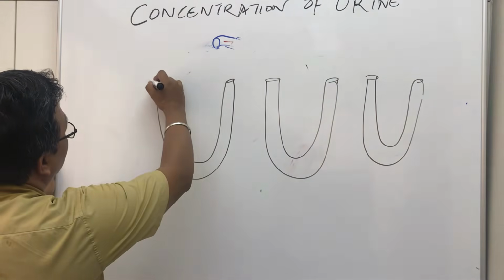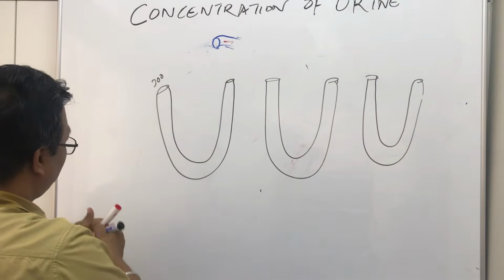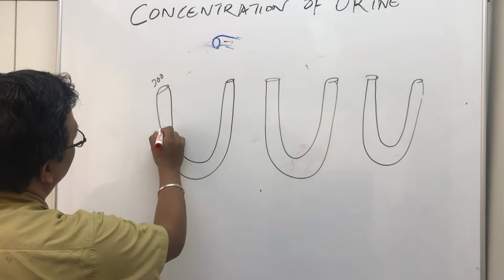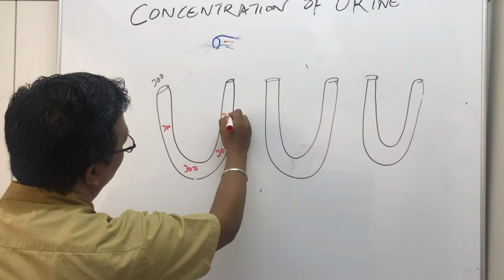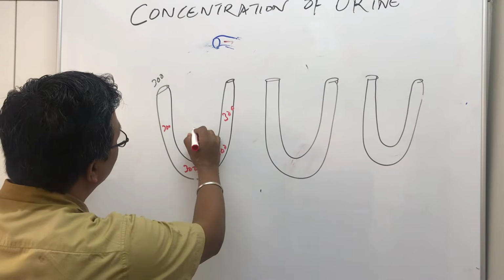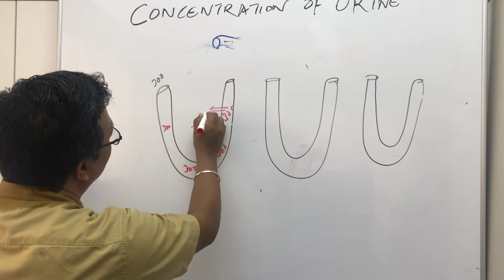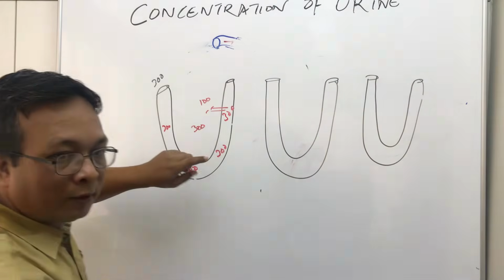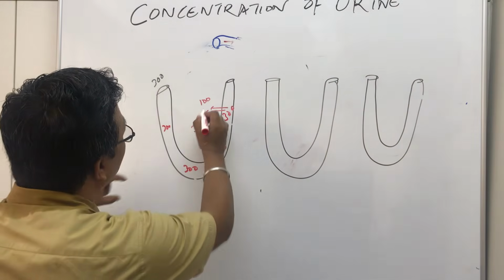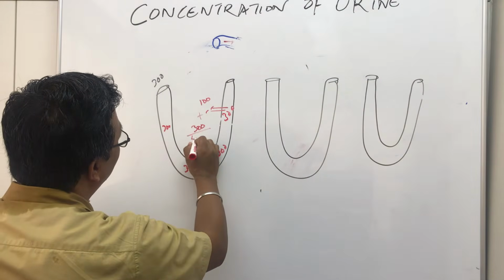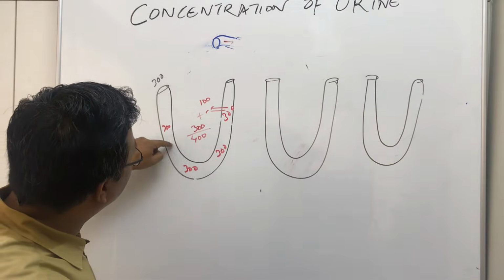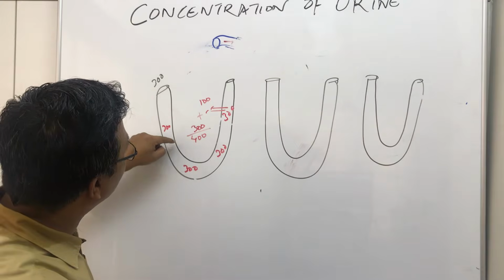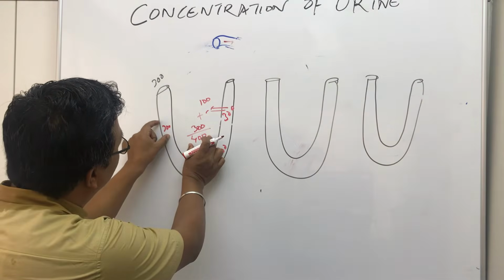Okay, first time 300 comes, and 300, 300, 300. The moment you are in a state of dehydration, everything was 300, you have lost 100 here. 100 sodium chloride is reabsorbed, so 100 plus 300, it will become 400. So now this fluid will try to balance it, right? Water will be reabsorbed till it becomes equilibrium.